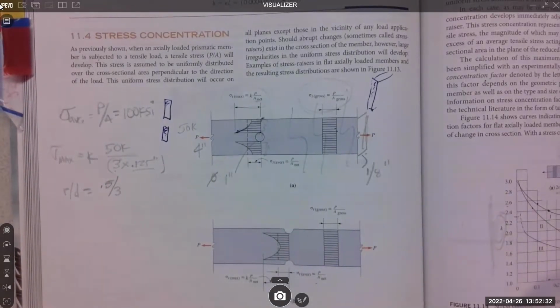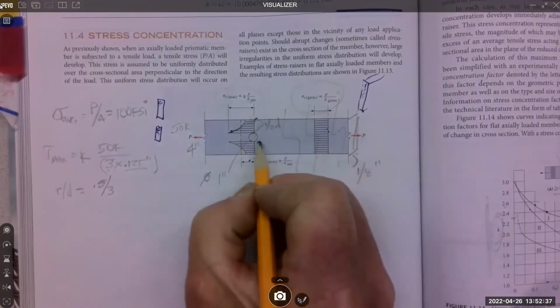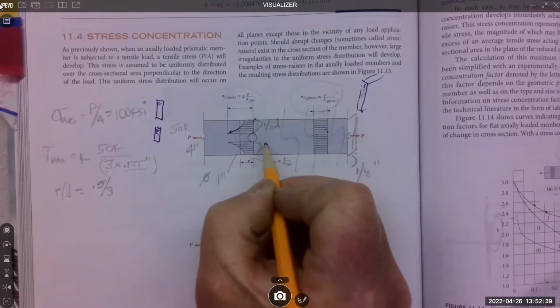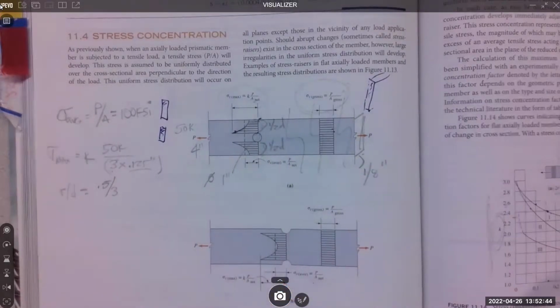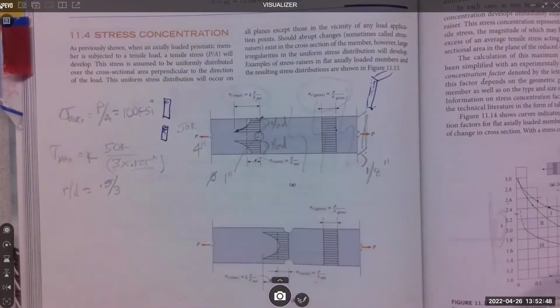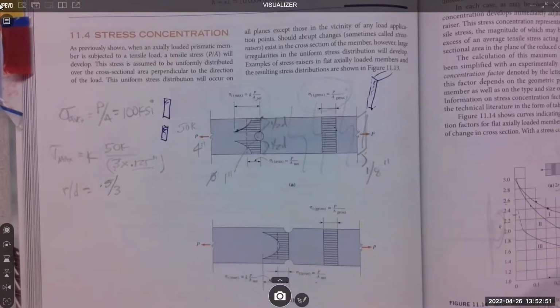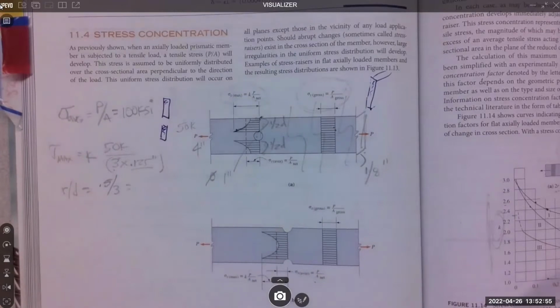Because in this little graph over here, it says that this is half D and this is half D. And I know this is 1 inch, so it's got to be the leftover 3 inches. So what's my R to D ratio? Oops, calculator's off. 0.166.